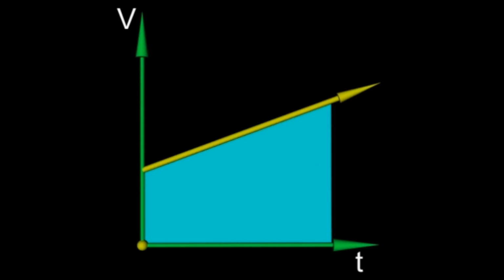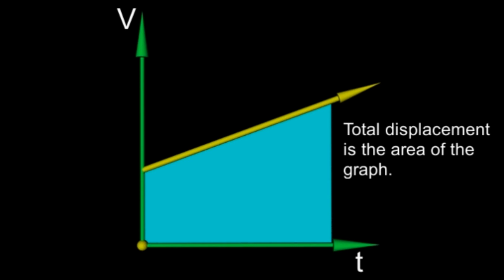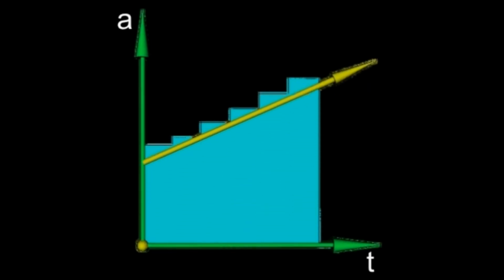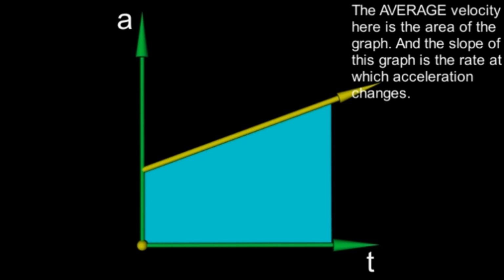So if the object's velocity time graph is given, then the object's total displacement will be the area of this graph, or the area of the shaded region in this graph. Same thing goes for the acceleration time graph. The change in velocity of the object will be the area of the graph, and the slope of the graph will be the rate at which acceleration changes.